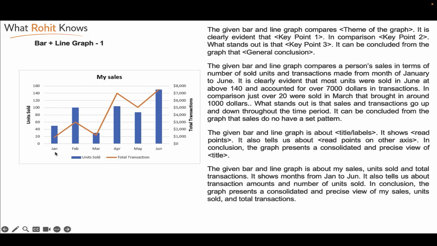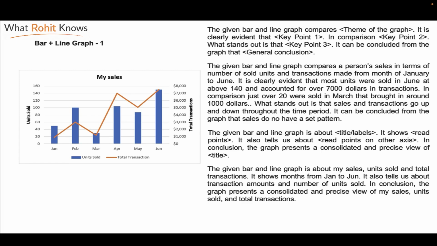And it shows months from January to June. It also tells us about transaction amounts, which is here, and numbers of units sold. If you want to keep it even simpler, you could have also said it also tells us about total transactions from $0 to $8,000 and units sold from 0 to 160. That is even more straightforward. In conclusion, the graph presents a consolidated and precise view of my sales, units sold, and total transactions. Just reading what's in front of you, not complicating, not thinking too much.